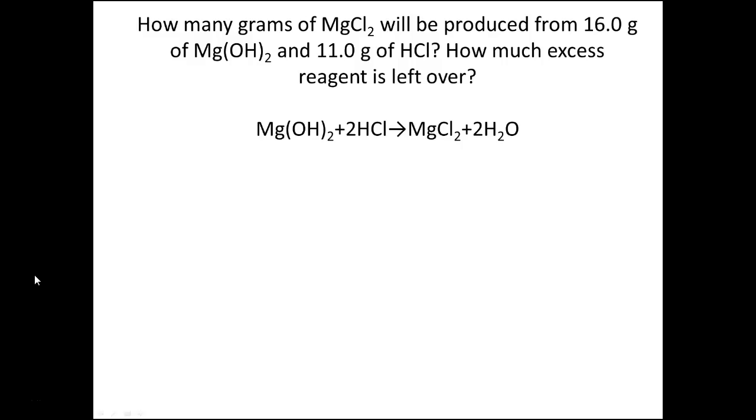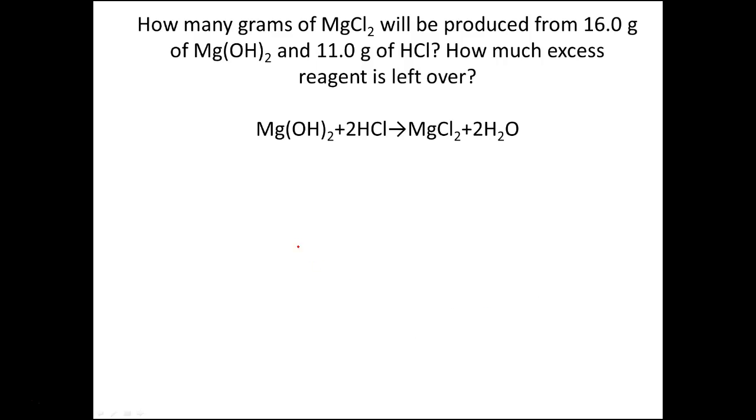All right, we just want to answer one question today, and that one question is how many grams of MgCl2 will be produced from 16 grams of Mg(OH)2 and 11 grams of HCl? Now those will be magnesium chloride, magnesium hydroxide, and hydrochloric acid. And then once we figure that out, we want to know how much excess reagent is left over.